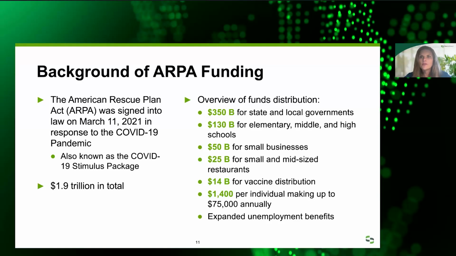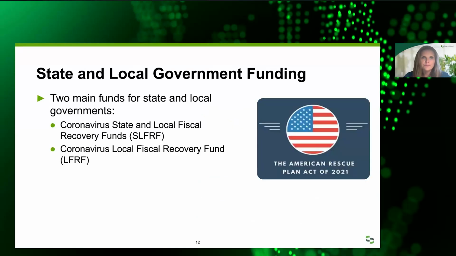In total, $1.9 trillion has gone out for ARPA funding. And that's why the obligation deadline at the end of 2024 is very important, because whatever is not obligated is going back. So we want to keep that number at 1.9 so that we still have the opportunity to spend whatever is left over for those programs in the next couple of years.